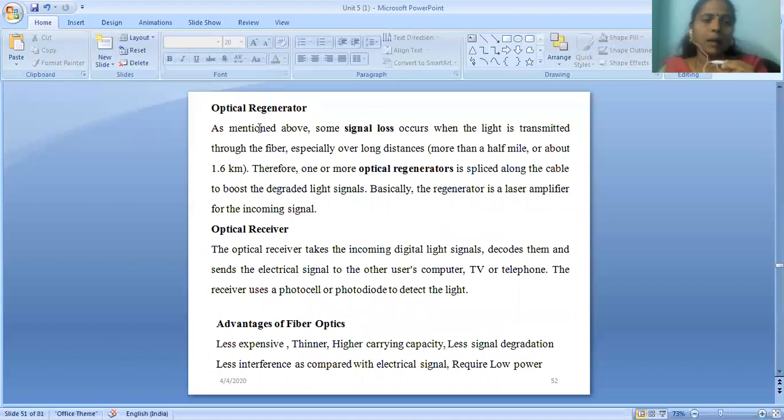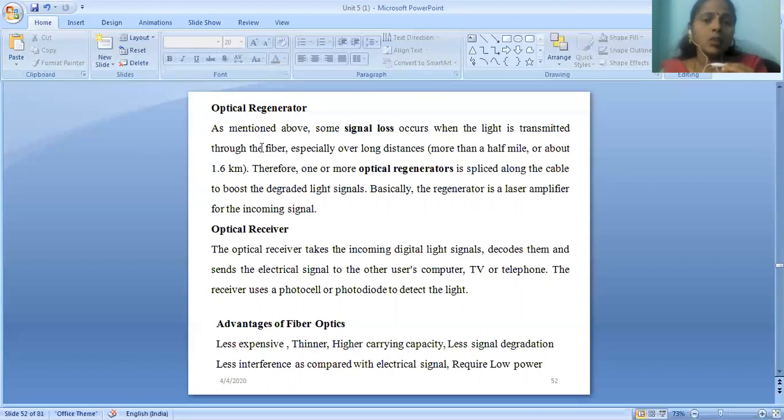The next part of fiber optic relaying is the optical regenerator. As I told you already, the signal is going to traverse a long distance. So whenever it reaches the receiver from the transmitter, the signal strength will not be as good as when it was sent from the transmitter. So there is a possibility of signal loss in the circuit, right, since it is traversing a long distance.